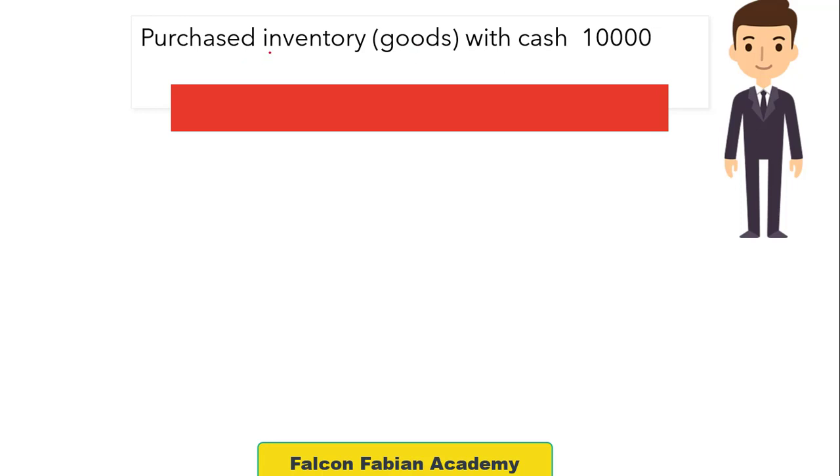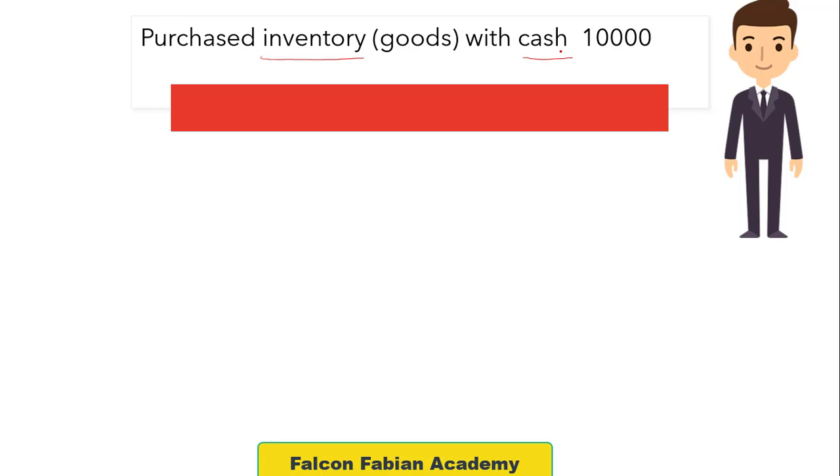Now let's identify the two accounts involved over here. The first account is, what did he buy? He bought inventory. So that's the first account. And the second thing, how did he pay for this inventory? He paid by cash. So in this transaction, the two accounts are very, very clear. One is inventory or goods, and the second is cash.